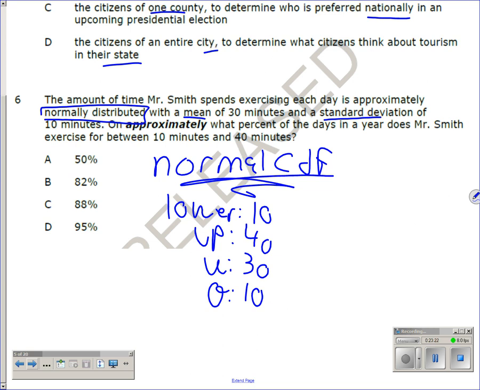82. 82. You could do the empirical rule. You're the only one that's ever said that. Yeah. 10 and 40 are exact standard deviations away from the mean. 10 is 2 standard deviations below the mean, and 40 is 1 standard deviation above the mean. So you could do the percentages from the empirical rule. It would have given you the same answer. I just like using the calculator. Any questions on 6?